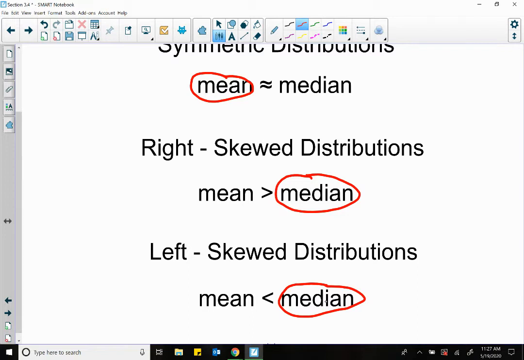It's better to use the median because of what is happening to the mean. That's why the median is a better choice in skewed distributions. We're going to talk about that in just a moment. What is happening to the mean makes it really not the most reliable.